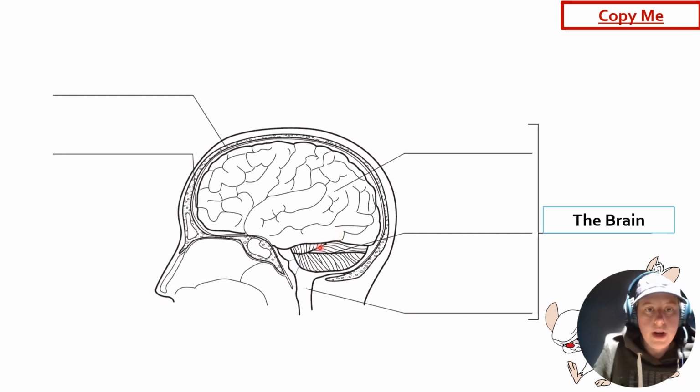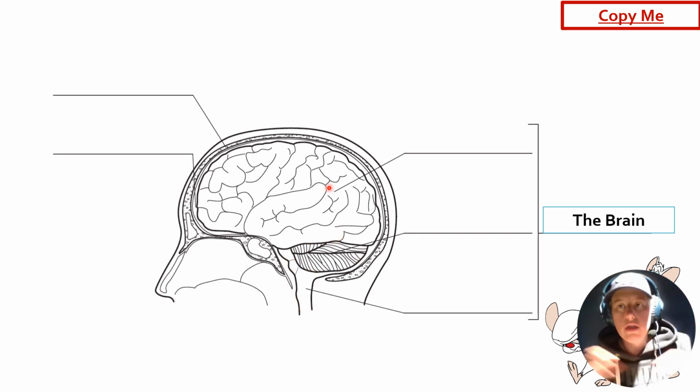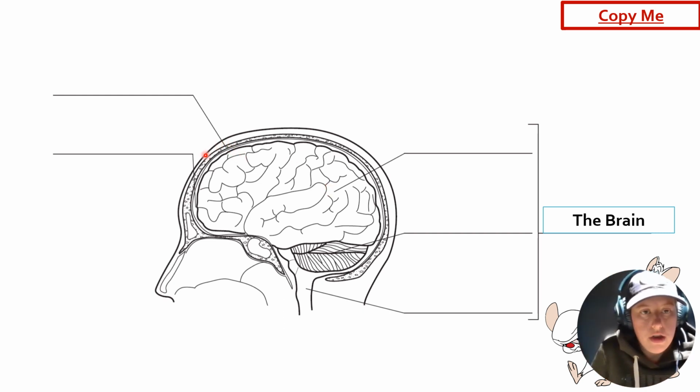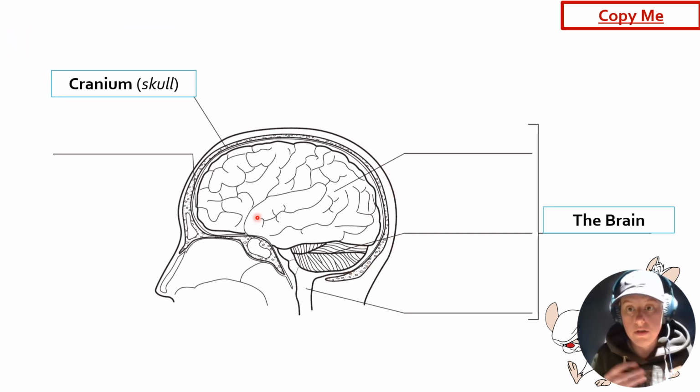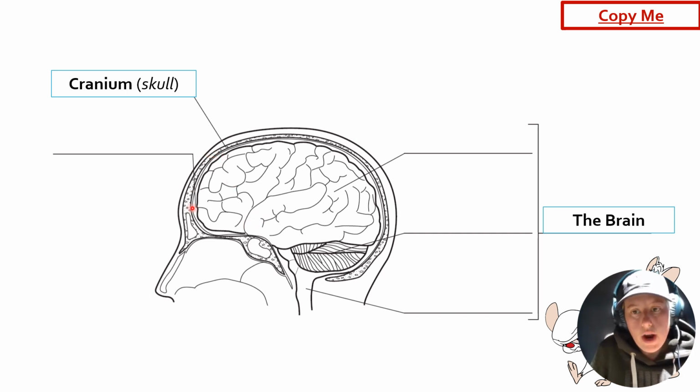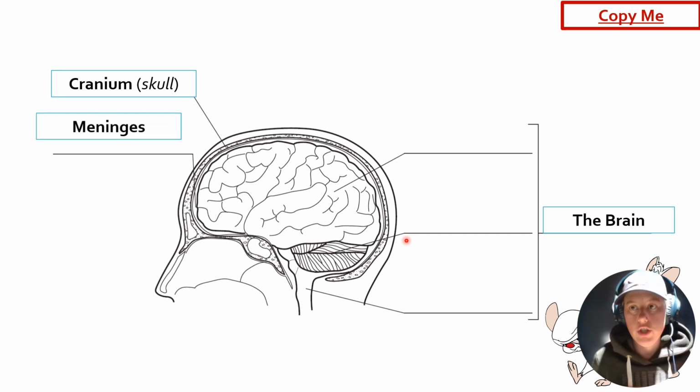This structure right here, and this structure right here. So within the brain itself, we have 3 distinct components. We're going to get to that in a second. Now, the bone that surrounds our brain is our cranium. So the scientific name for the skull is the cranium. And then right in between the cranium and the brain, we have our meninges.